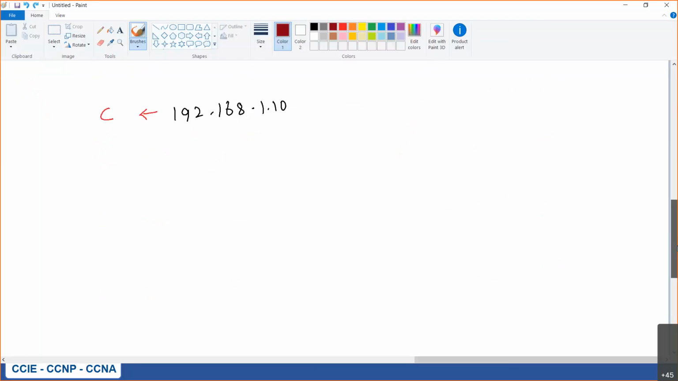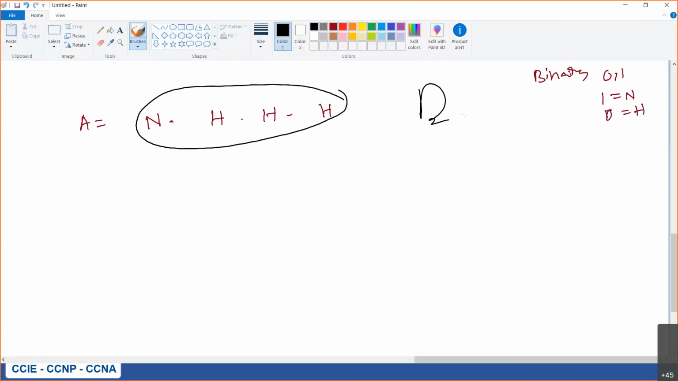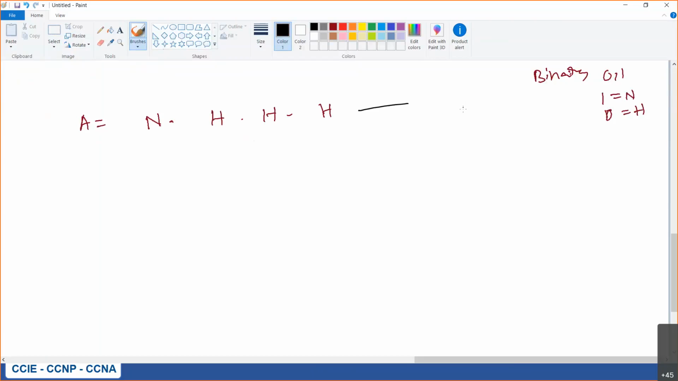Exactly, very good, Geeta. So class A, binary bits 0 and 1. 1 indicates network, 0 indicates host. So class A, first octet is network, second octet is host. So this information we need to convey to your computer. What is the computer language? Binary. In binary language, we have to tell the computer, hello computer, first octet is a network, second octet is a host.